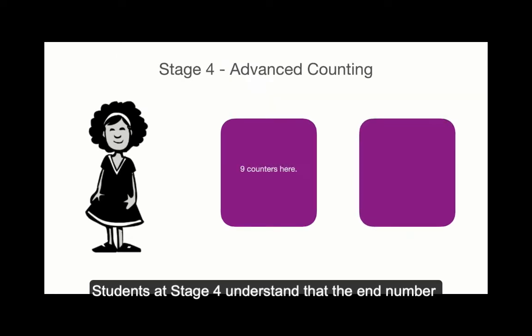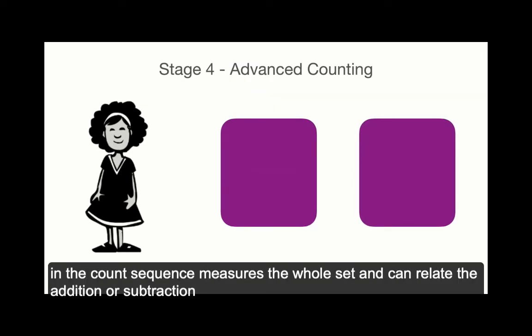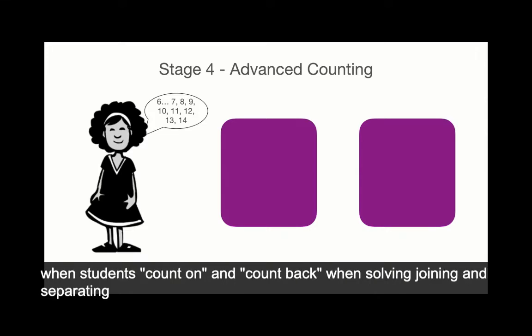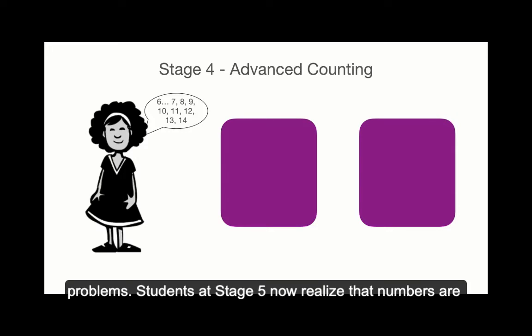Students at stage 4 understand that the final number of the count sequence measures the whole set and can relate the addition or subtraction of objects to the forward and backward number sequences. This can be seen when students count on and count back to solve joining and separating problems.